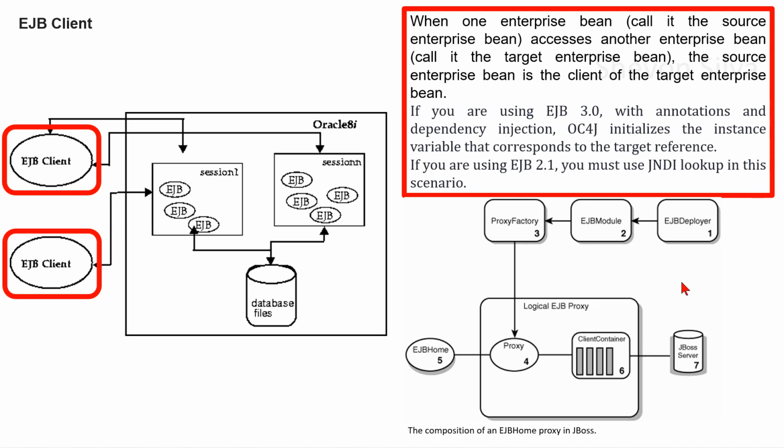Here you can see the EJB deployer is connected to the EJB module, and the EJB module is connected to the proxy factory. The proxy factory is connected to the proxy. The proxy and client containers are inside the logical EJB proxy. The proxy interacts with the EJB home. The proxy interacts with the client container. The client container interacts with the JBoss server.